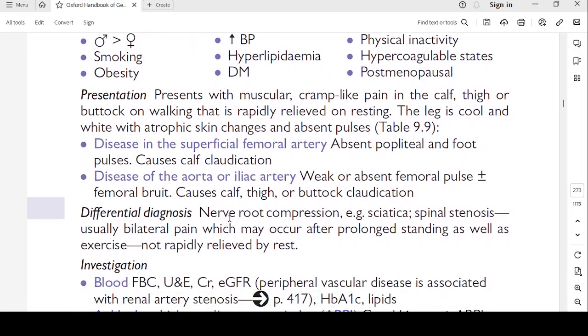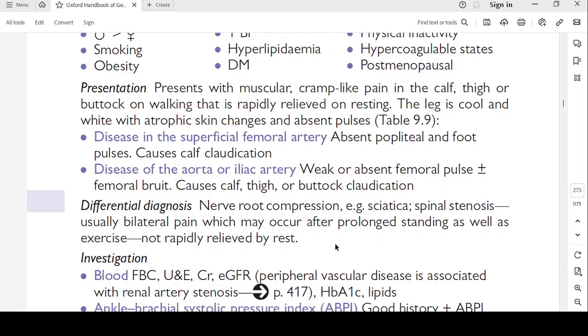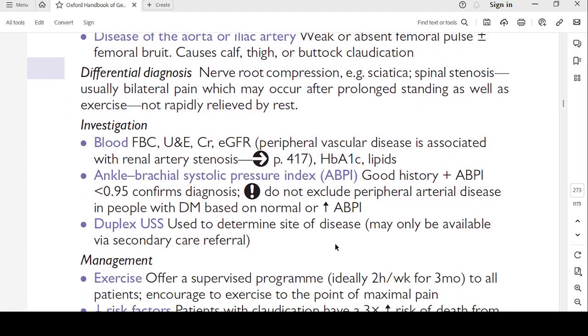Differential diagnosis: nerve root compression, for example sciatica or spinal stenosis, usually bilateral pain which occurs after prolonged standing as well as exercise, not rapidly relieved by rest. Investigations in case of peripheral artery disease are full blood count, urea, electrolytes, creatinine, eGFR.